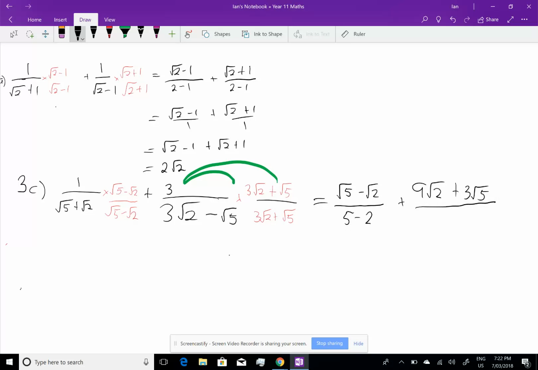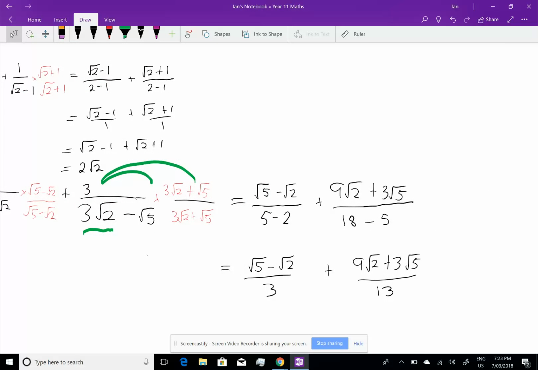Now here's the hard bit. Underneath, I've got to square that. Well, 3 squared is 9. Root 2 squared is 2. 2 times 9 is 18. Root 5 squared, well, that's just 5. So I get root 5 minus root 2 on 3 plus 9 root 2 plus 3 root 5 on 13.